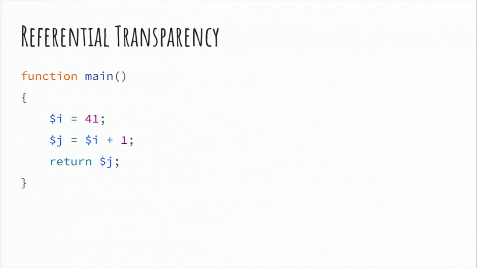Instead, if you write it like this, you assign 41, then you assign 41 plus 1 to j, you return j, you can change the expression you see there, which evaluates to 42, with the actual value, and the program will be the same. So here, the expression is referentially transparent. Now that's the only thing you need to know about referential transparency.